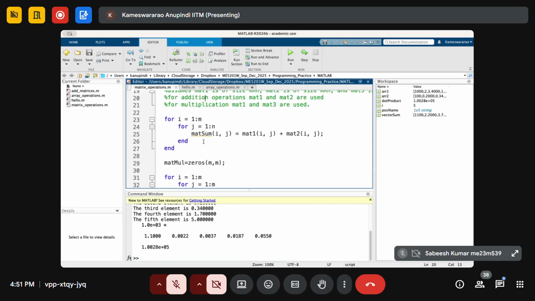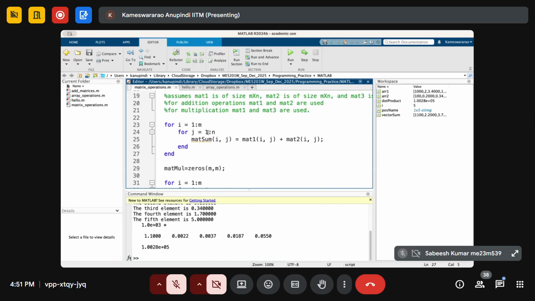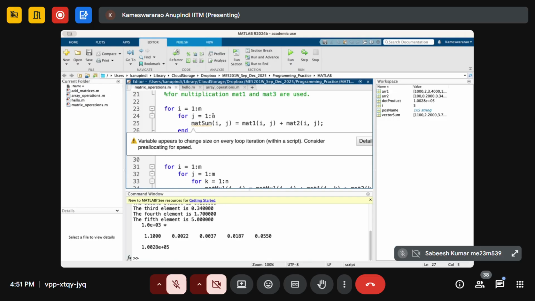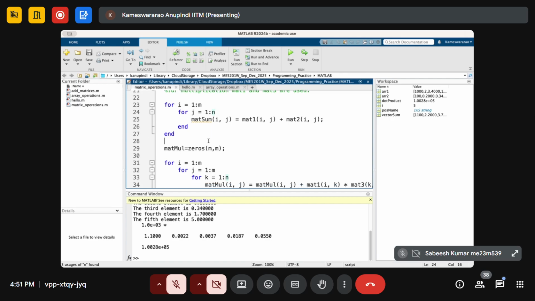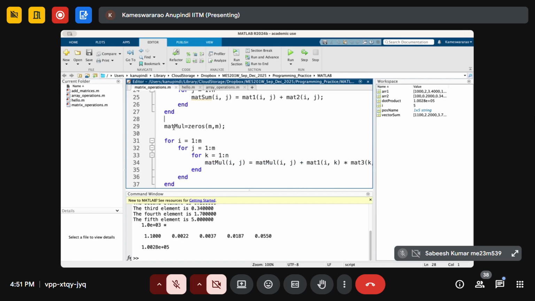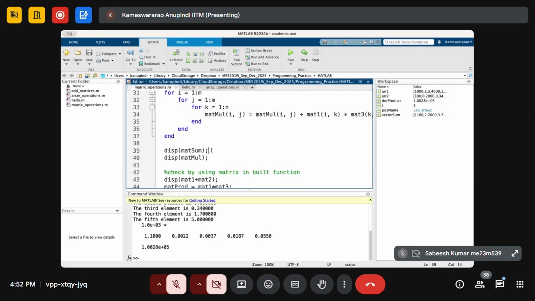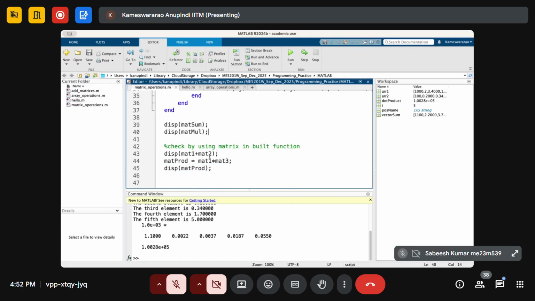Then I've made some comments here, and then I basically do the sum. Sum is mat 1 ij plus mat 2 ij, and loop over i equals 1 to m and j equals 1 to n. Similarly, I initialize the multiplied matrix as zeros. Then I do a matrix multiplication, which has 3 for loops. And then it will display the mat sum and mat mul. And then I also use the built-in functions, which is mat 1 plus mat 2 and mat 1 star mat 3, which are there in MATLAB.